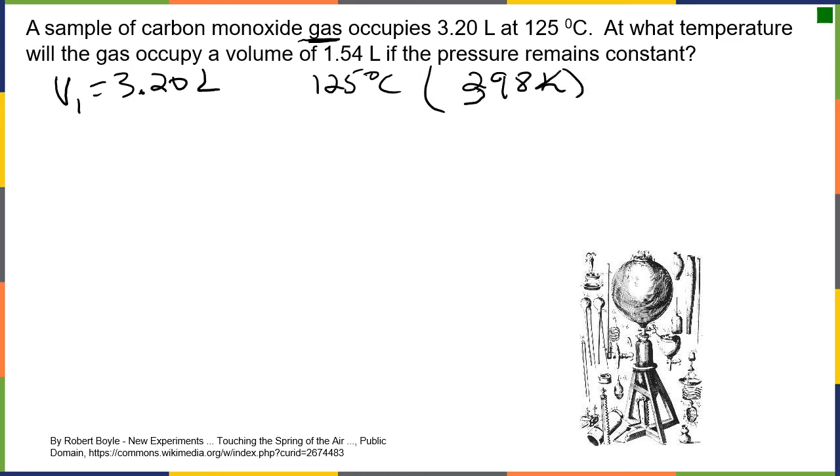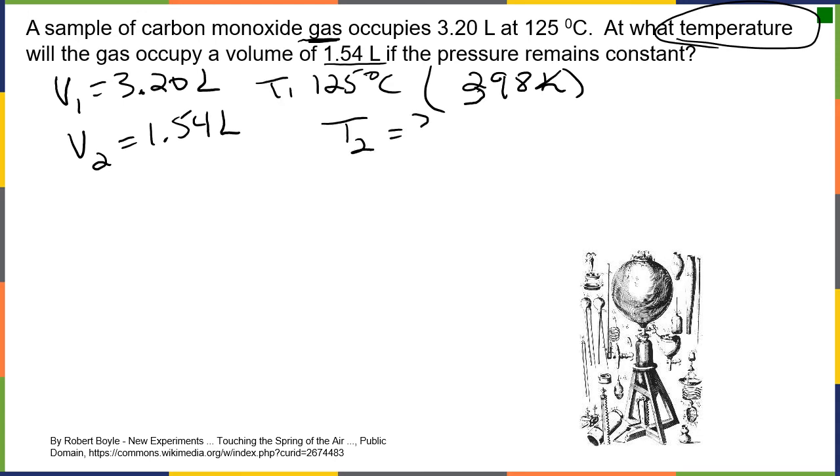We want to know if the final volume of the gas is 1.54 liters, what is the temperature of that gas? Well, the volume is going to go down, so the temperature is going to go down. So we have V1, T1, and we are solving for T2. So our equation is V1 over T1 equals V2 over T2.